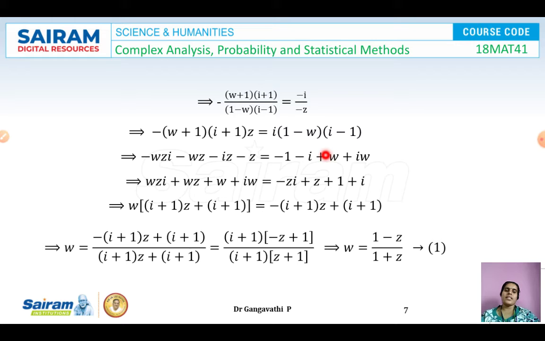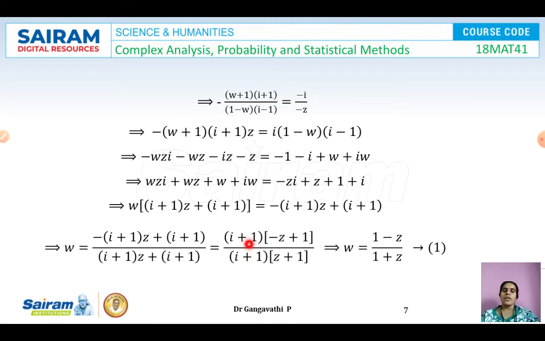Similarly on the other side also we can multiply and group the terms. So grouping the terms, take out a w as a common term. We get I plus 1 into z into I plus 1. On the other side also we can do the same thing. Wherever possible, it is all about grouping the terms of w and z separately. So this is the term we get.